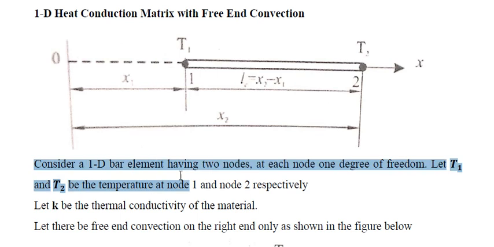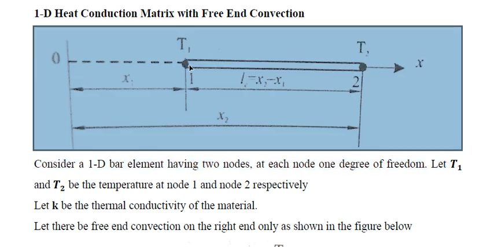Now, as usual, consider a 1D bar element having two nodes. At each node, 1 degree of freedom. That is a very important statement to be mentioned. So, at node 1, what is the degree of freedom? 1, because only temperature T1. What is the degree of freedom at node 2? It is 1. So the total degree of freedom per element is 2. There are 2 degrees of freedom per element.